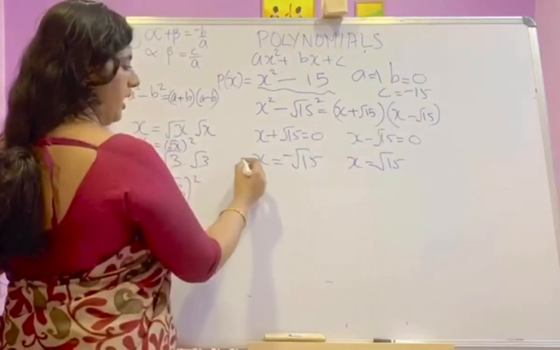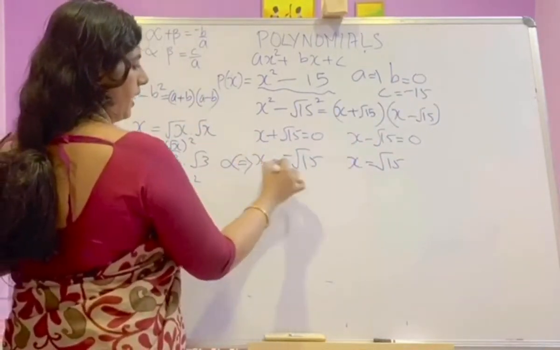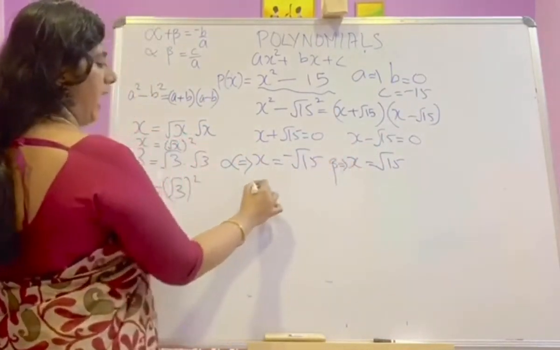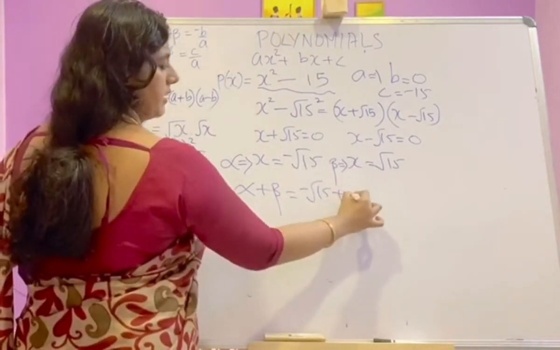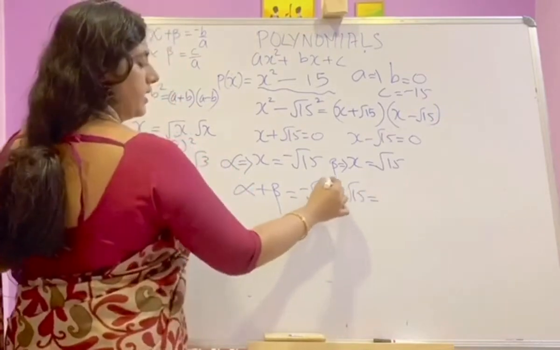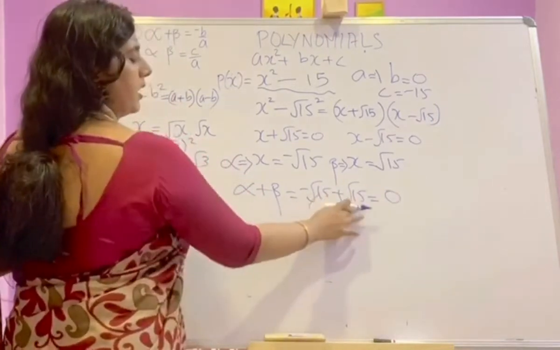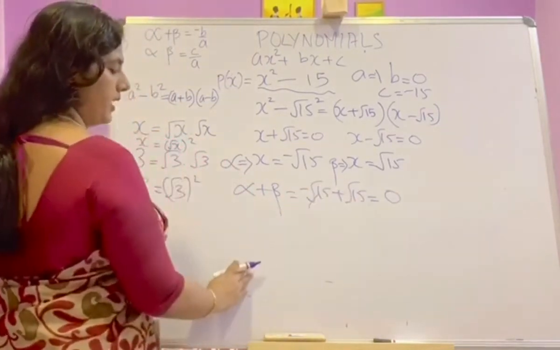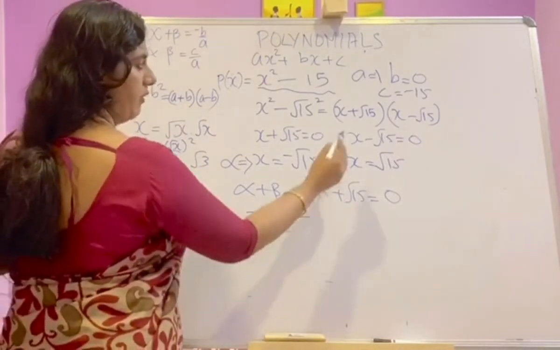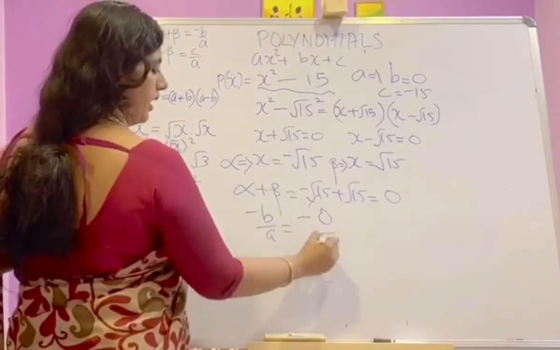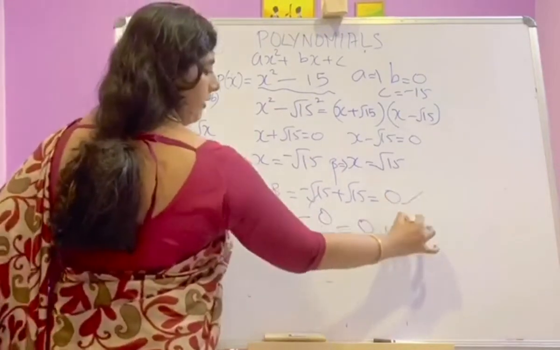Let us check. This is alpha and this is beta. Alpha plus beta is equal to negative root 15 plus root 15. The answer is 0 because it is the same number with opposite signs. Let us check: negative b by a, negative of 0 by a is 1 again, so 0, verified.